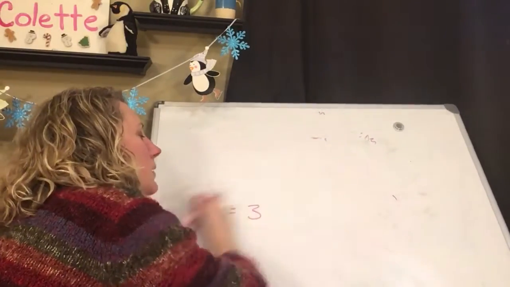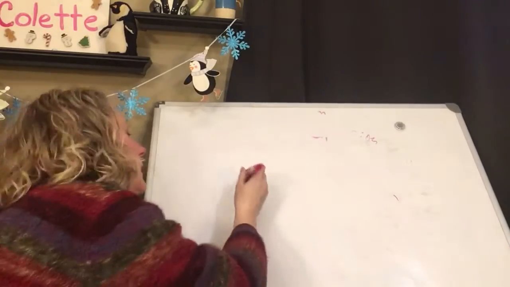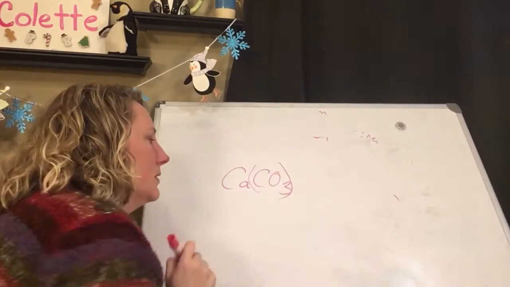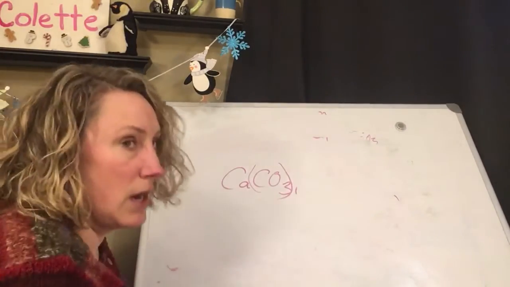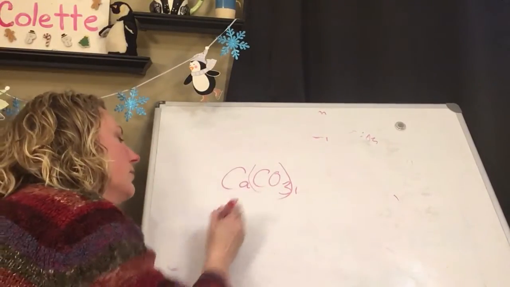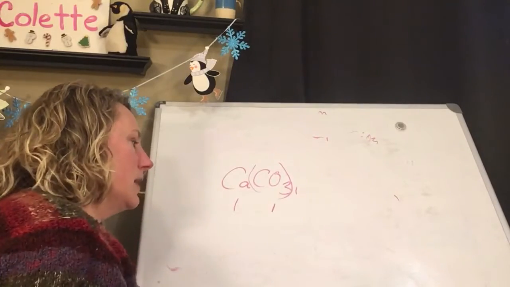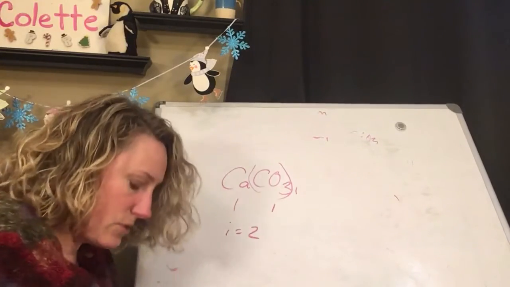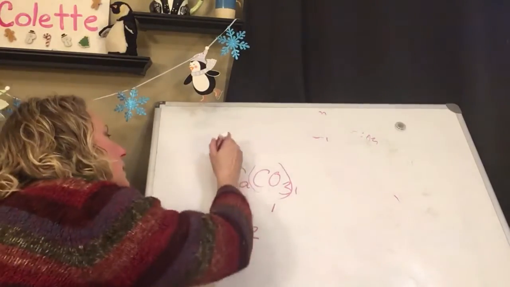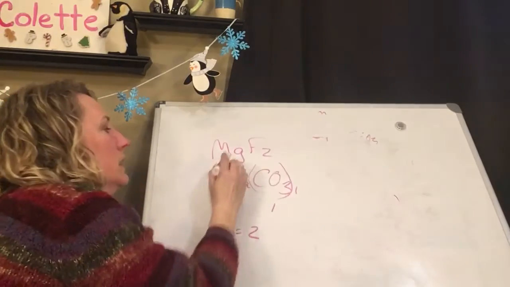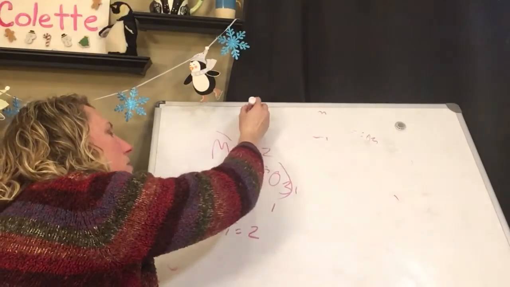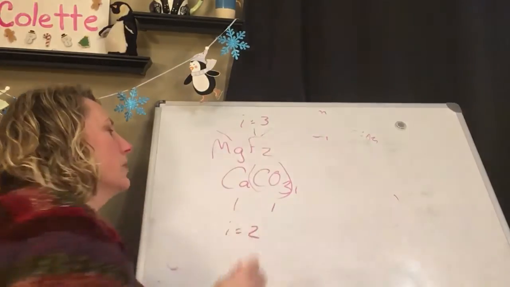The hardest one is going to be something like calcium carbonate. This doesn't have parentheses around it because it's only got 1. But carbonate is a polyatomic ion, so it doesn't break apart. So you have 1 from your calcium and 1 from your carbonate. So your i is going to be 2. That's your hardest one. Okay. Easy one, MgF2 is going to have 1 from your Mg and 2 from your F's. So your i is going to be 3. It's going to break into 3 ions.